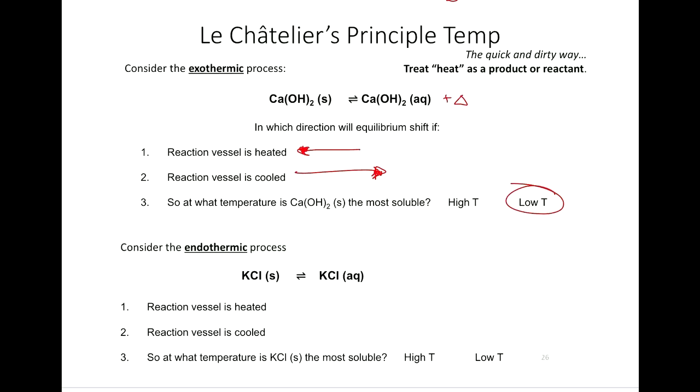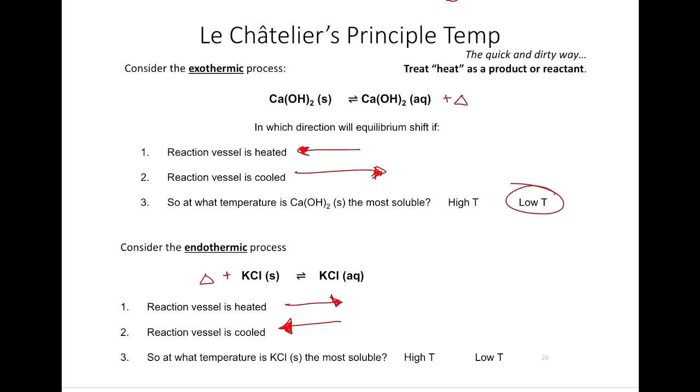Okay, all right, so let's do another one, an endothermic process. So here is potassium chloride. Endothermic means triangle is a reactant. So what's going to happen when we heat the reaction? It's going to move towards the products because you add triangle. If you cool it, you're removing a reactant, so it's going to go in reverse. It's all about where you place triangles.